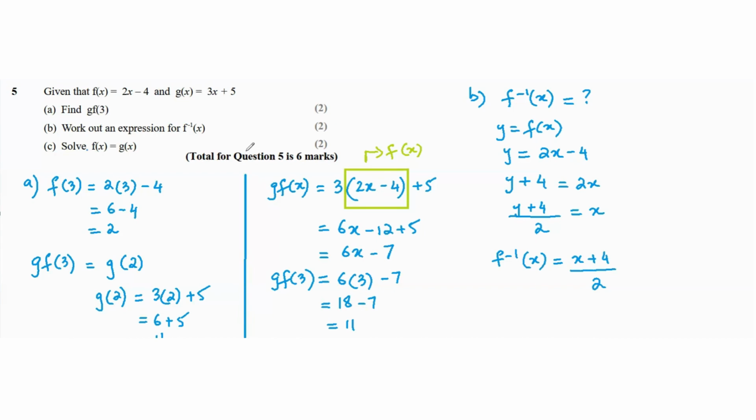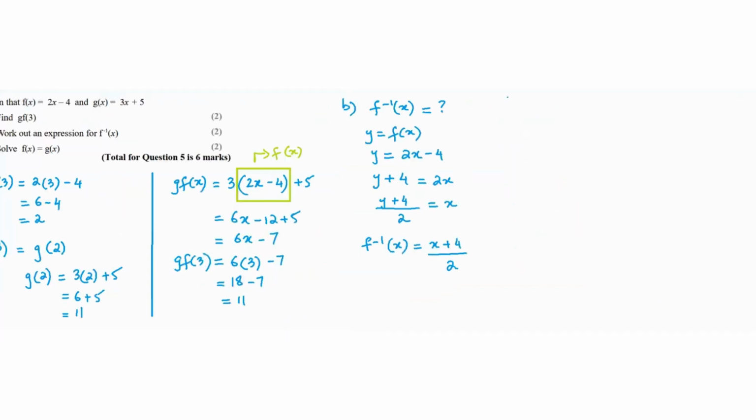Now for part C, it says solve f of x equals g of x. So we know f of x is 2x minus 4 and g of x is 3x plus 5. So we put them equal to each other because that's what they're asking us to do. So that's going to be 2x minus 4 equals 3x plus 5. Now to solve this equation, we're going to collect like terms on each side. So I'm going to bring the x on one side and the constants on the other.